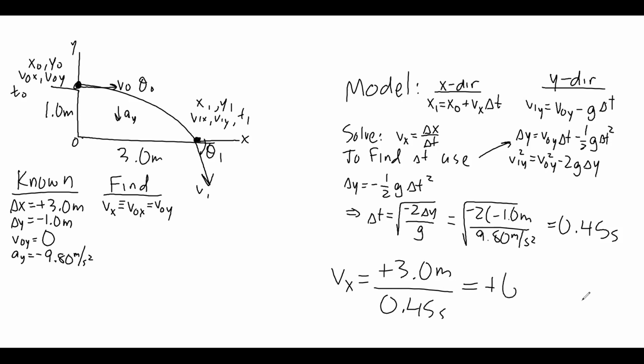You get plus 6.7 meters per second. So that's the launch velocity. The horizontal launch velocity of the projectile that was dropped from 1 meter and went 3.0 meters to the right.